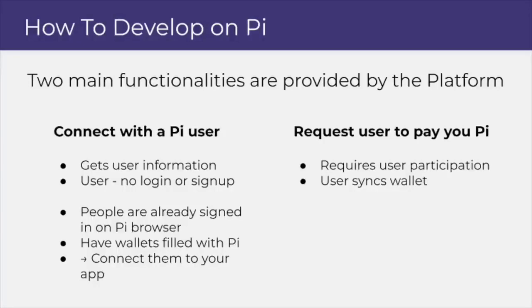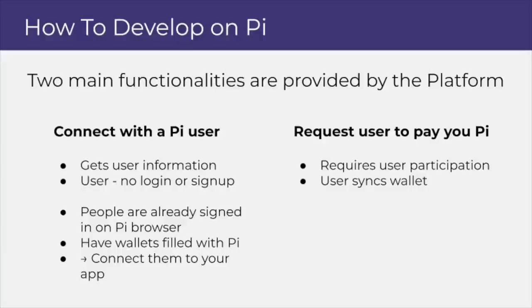The first functionality is connecting with a Pi user. And so the way we do this is through an access token. And this access token corresponds then to a user to be able to create a sign-in or to create a display utilizing this user's information.